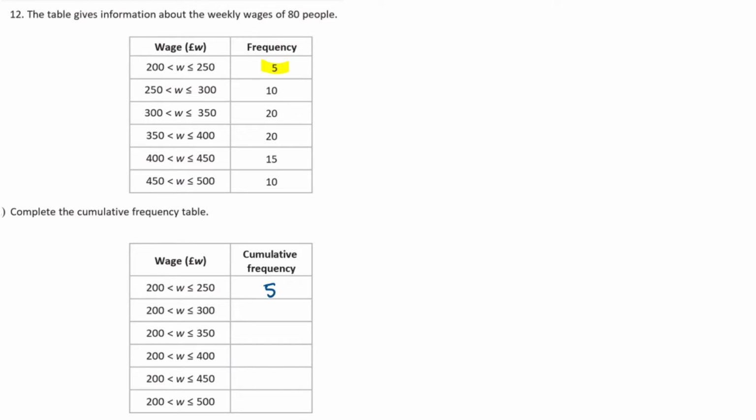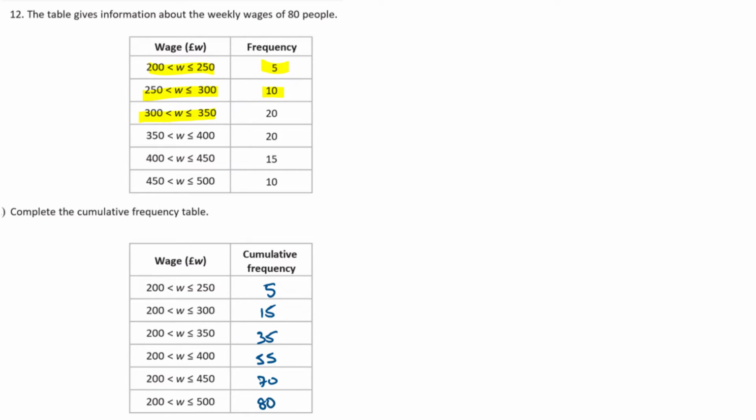Now the next category, 200 to 300, that involves these two categories here. So it's going to be the 5 and the 10 together, which is 15. Next category, 200 to 350, that includes this one as well. It's going to have to add on another 20. So that comes to 35. And we keep doing the same thing. We're just going to add the next one on to the previous one to find the next cumulative frequency. So the next is going to add the 20, which is 55. Then add the 15, which is 70. And then add the 10, which is 80.